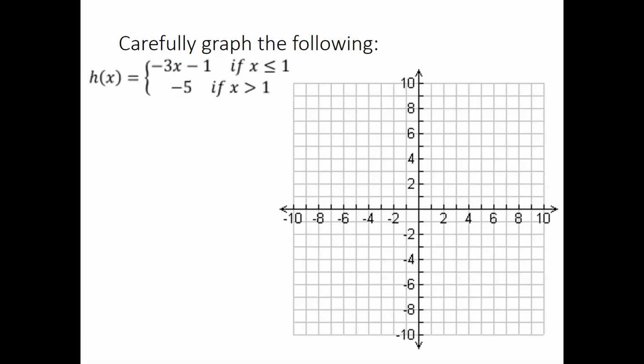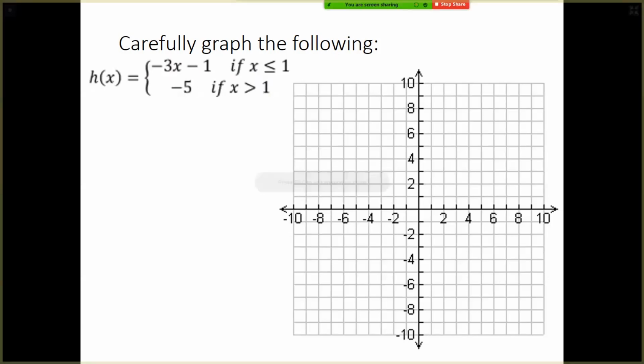Let's try another one. For this one, we're going to use any x value that's less than or equal to 1 for this top piece. So we're just looking at this top piece. We're going to make an XY table. We're going to take any number that's less than or equal to 1 and plug it in. I would start at 1, 0, -1. You could keep going. You could plug in more numbers. The more numbers you plug in, the more accurate your graph's going to be.